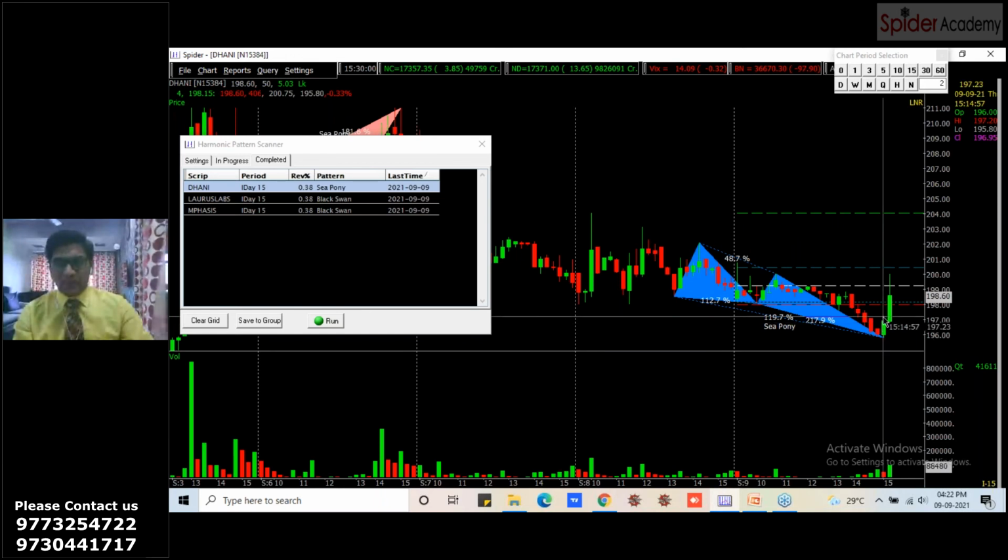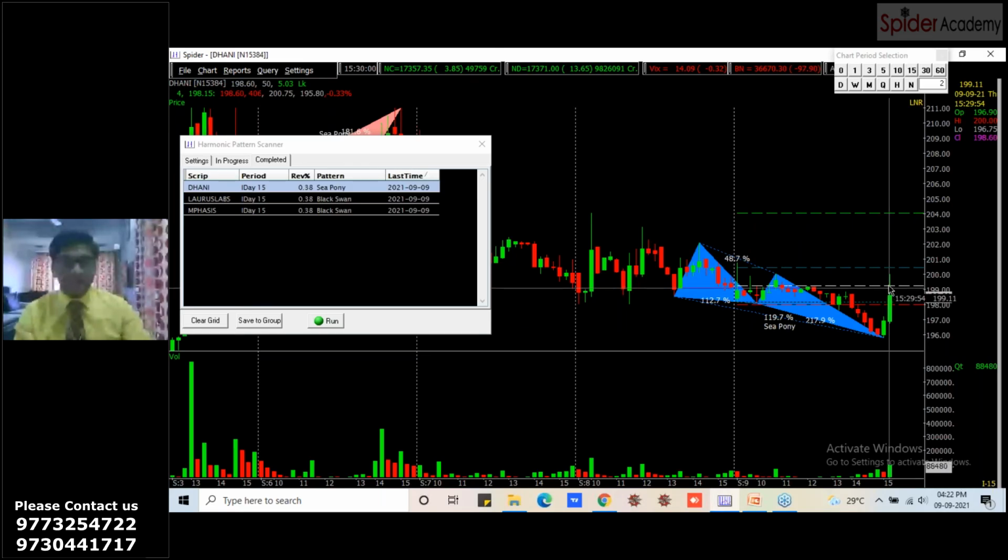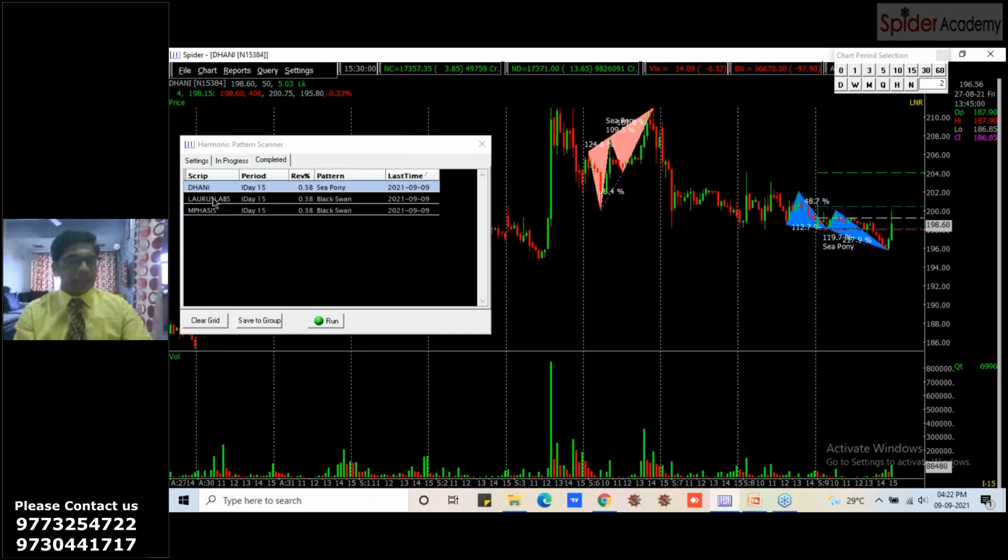My stop loss would be at 195, and we can see in the last half an hour it has approached the highs of 200. In the same way, day before yesterday, we can see here there was a bearish harmonic pattern, and from there we can see a strong pulling down. Then we have a Lawrence lab.